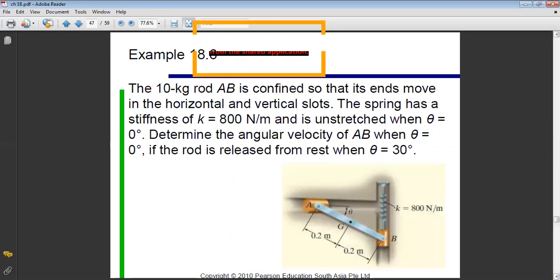The 10 kilogram. Look, time will be over now. So next session we will start to do review for chapter 15, and you continue chapter 18 after your exam. Okay? Yeah, I will start a new session.